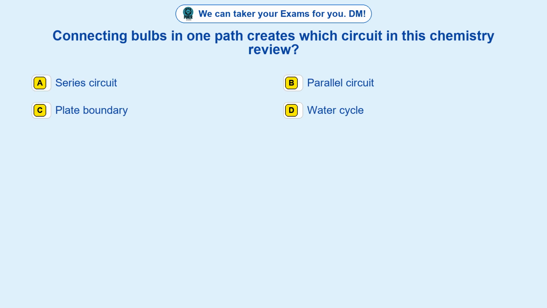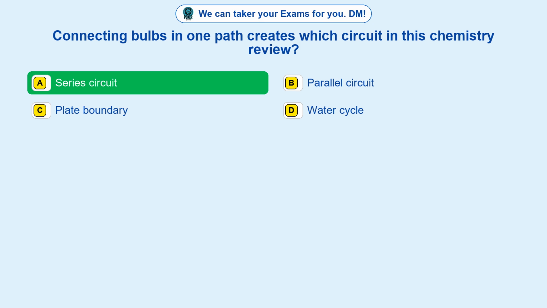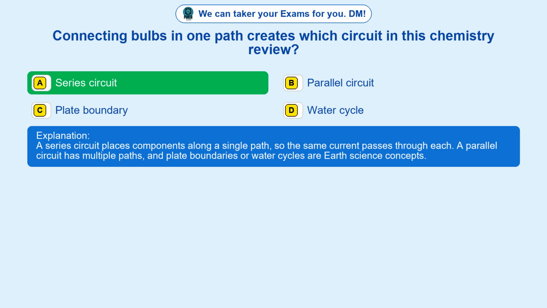Question 73. Connecting bulbs in one path creates which circuit in this chemistry review? Option A, series circuit. Option B, parallel circuit. Option C, plate boundary. Option D, water cycle. The correct answer is option A, series circuit. A series circuit places components along a single path, so the same current passes through each. A parallel circuit has multiple paths, and plate boundaries or water cycles are earth science concepts.